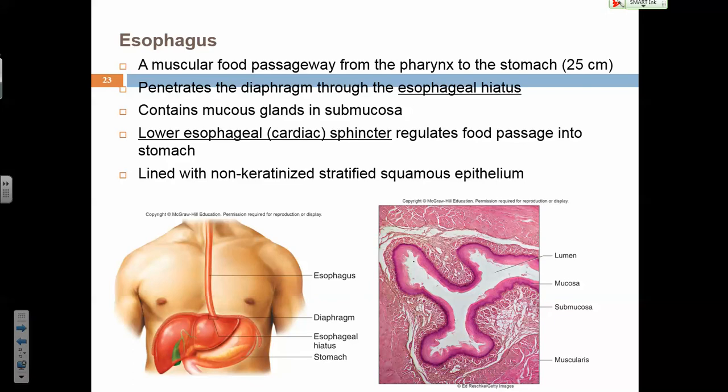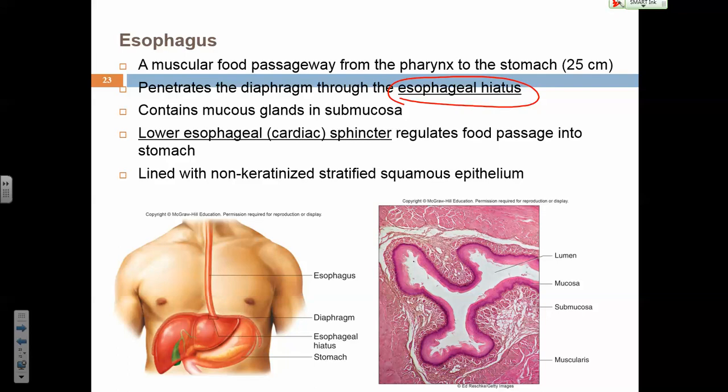Okay, now we move through some of these organs real fast, as your food does. So the esophagus, sometimes it's just called the food tube, runs down through your neck into your mediastinum, and then it actually penetrates the diaphragm. The opening in the diaphragm that it penetrates is called the esophageal hiatus. That's the diaphragm's opening there that the esophagus runs through.